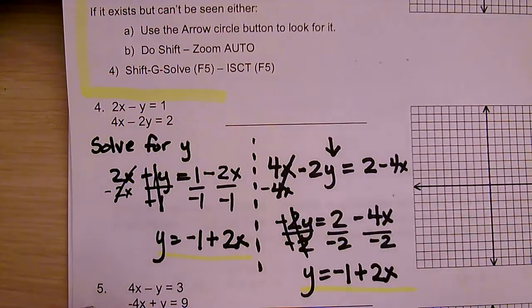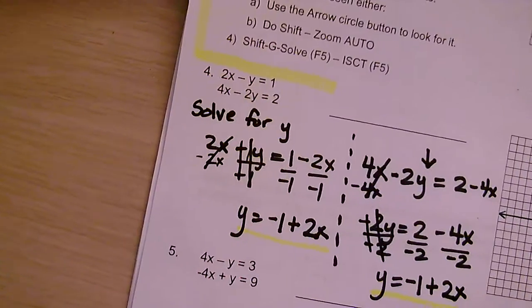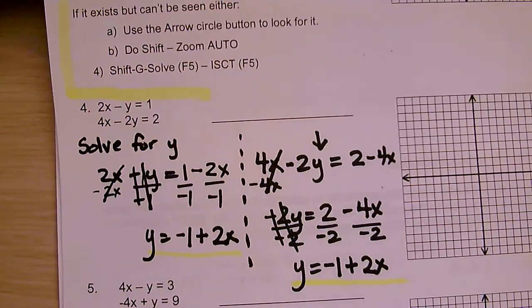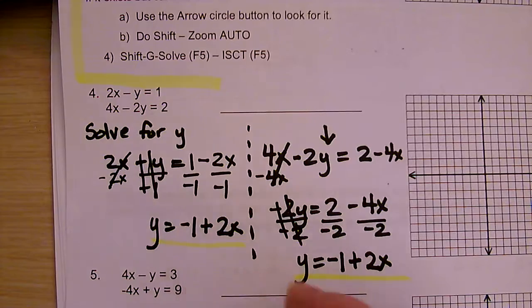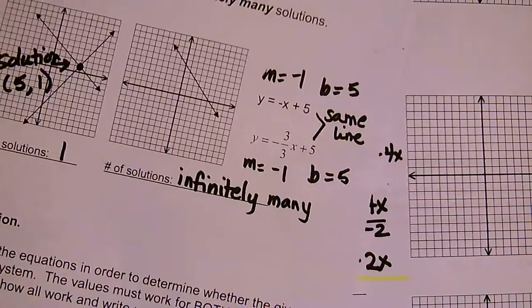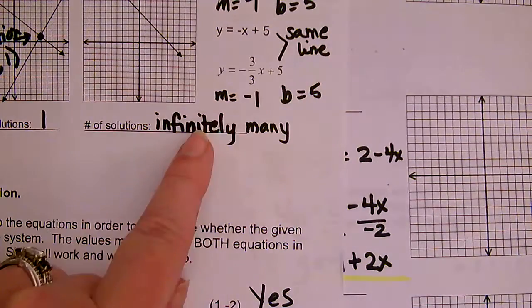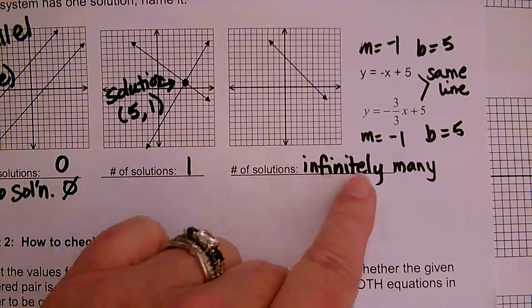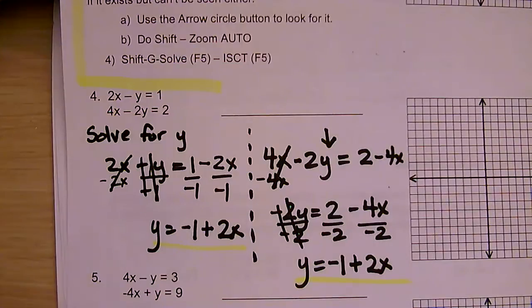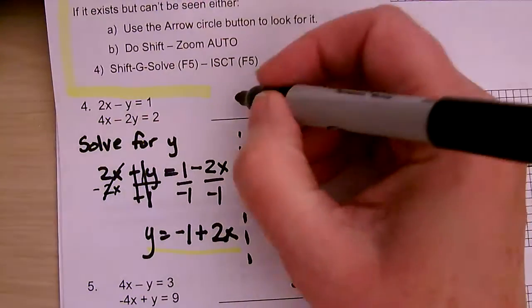So I've gotten my equation for both of these. Pardon me, I'm sorry the camera keeps moving. Now at this point you might notice that you have the same equation. And when you have the same equation, or the same line, from part 1, it means there are infinitely many solutions. And so that's just what we're going to write here.